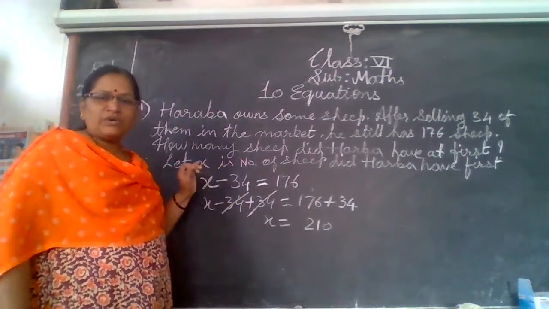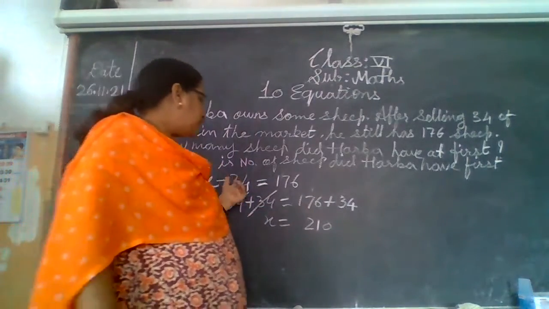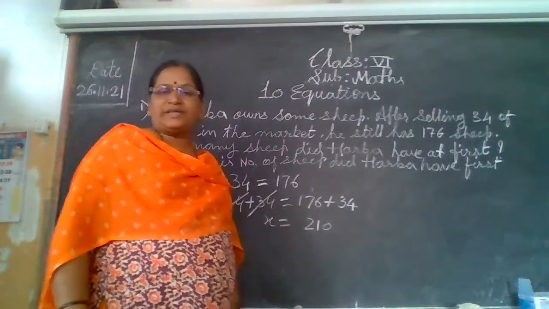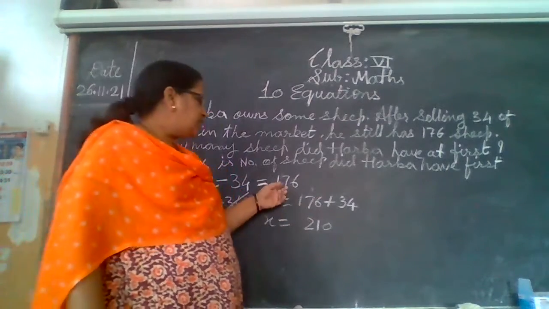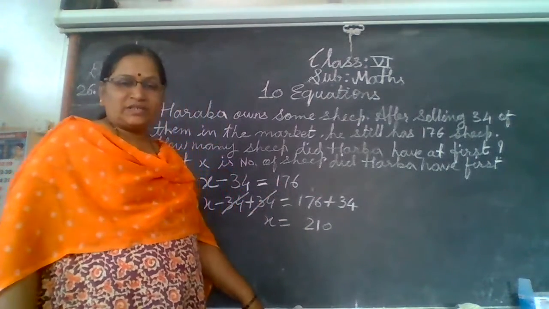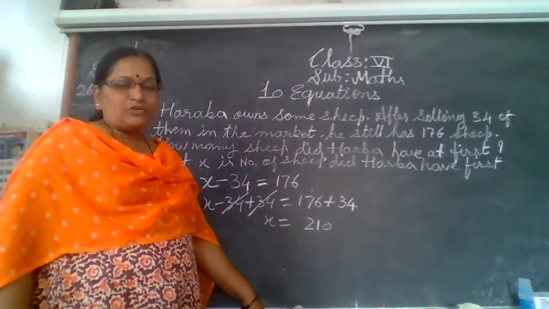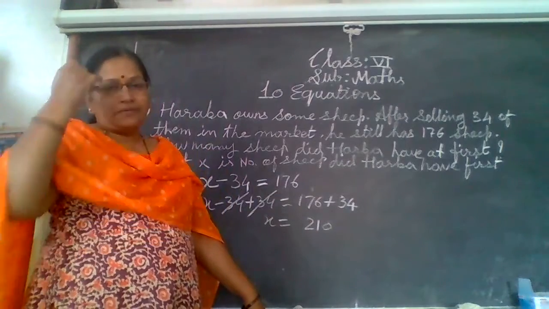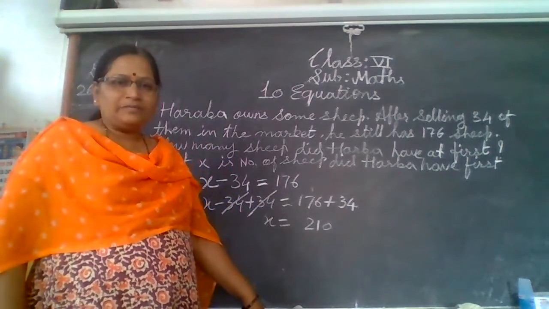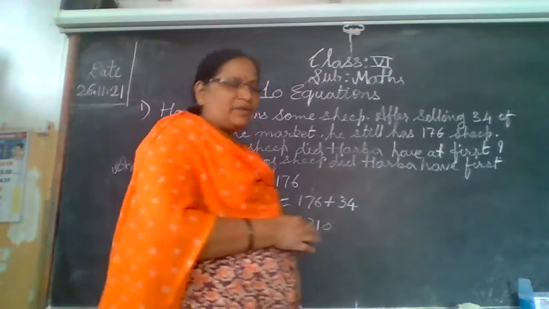210. Now see children, you can check your answer. Subtract 34 from this 210 and see whether the answer is 176 or not. So you can check your answer too. Got it? Let's see another example.